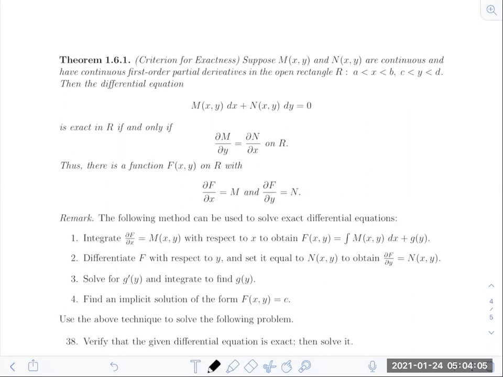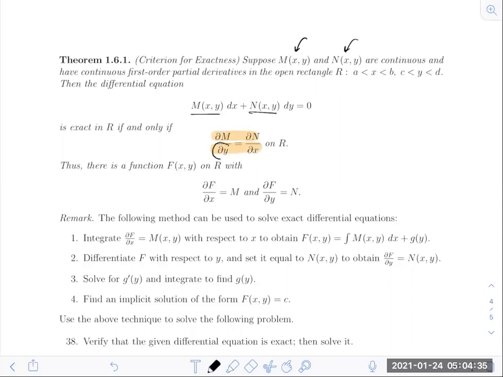So we're going to suppose that we have functions M and N. You'll notice that those are just the functions before the dx and dy differentials respectively. We will assume that they're continuous and have continuous first order partials on some rectangle that we're working on. If that's the case, then what we want to check, I'll highlight in orange, is that these partial derivatives are equal.